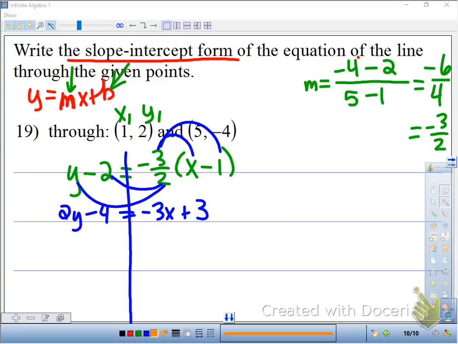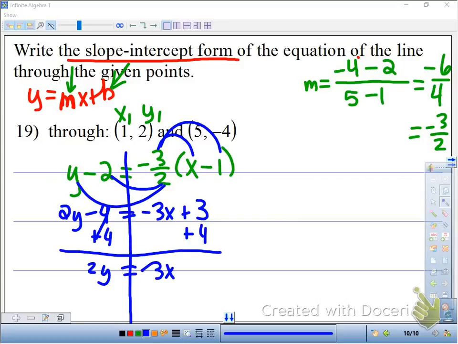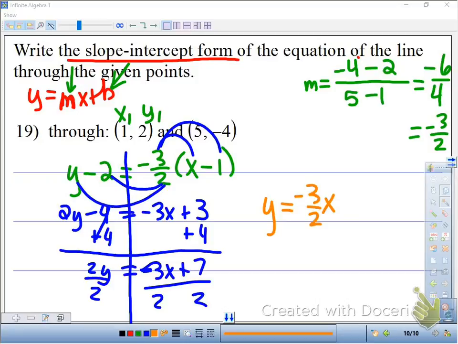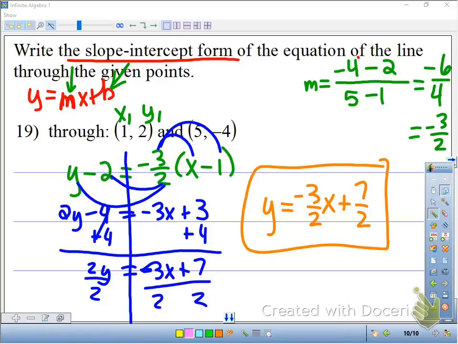From there, I'm going to add 4 to both sides. It's going to give me 2y equals negative 3x plus 7. That is a negative. And then I divide everything by 2. Now the rule is if it doesn't divide evenly, write the fraction. So y equals, see, negative 3 halves x. And then 7 divided by 2 is a decimal, so plus 7 over 2. Okay. Now always kind of make sure the slope I had here at the beginning matches up with the slope I have in my final answer.